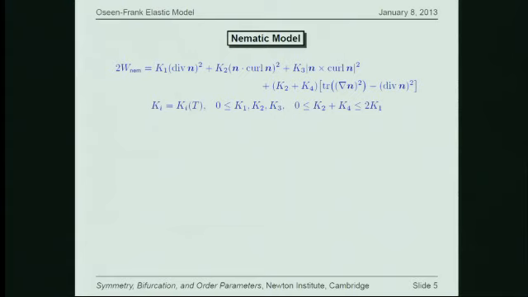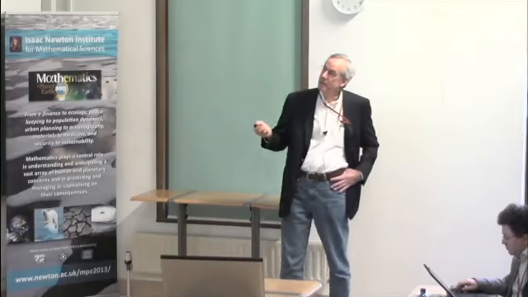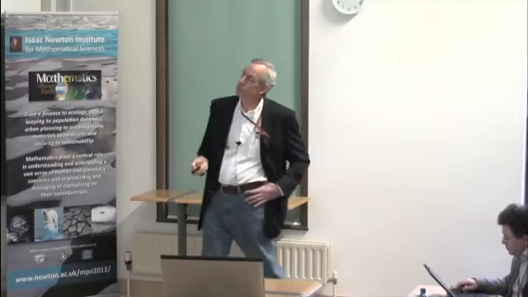The non-negative assumption implies that the K1, K2, K3 constants must be greater than or equal to 0. The K2, K4 combination must satisfy this inequality. So K4 in principle can be positive or negative, but it just can't be too negative or too positive.